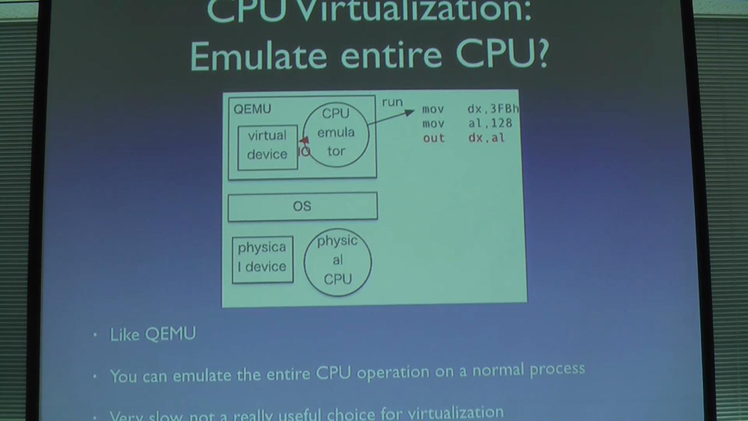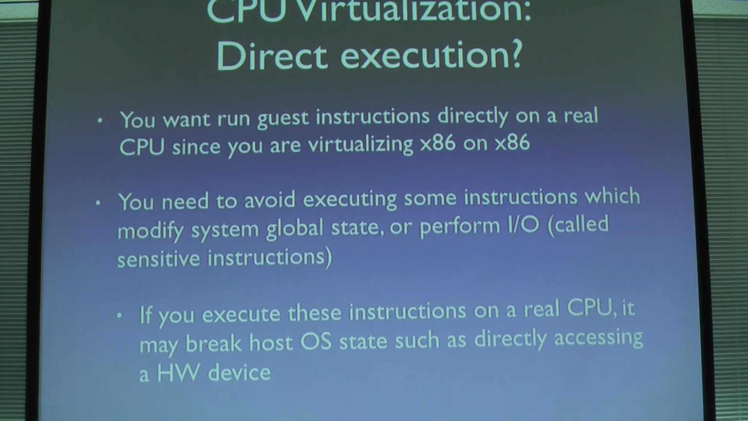So if you want to run an ARM machine on an x86 machine, it's useful. But if you want to run an x86 VM on x86 hardware, it's not a good choice. So if you want to run virtualized x86 on x86 hardware, maybe you want to run guest instructions directly on a real CPU, but you need to avoid executing some instructions which modify system global state or which perform I/O.